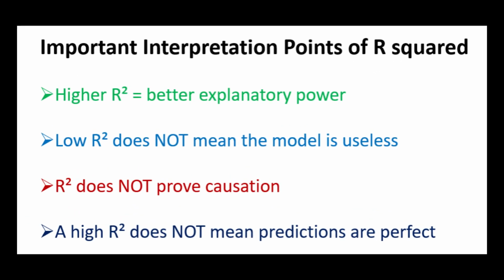But you have to remember this. There are some major rules here. A higher R squared is better for sure, but it does not prove causation. Just because two things move together does not mean one is causing the other. That is the number one trap in all of analysis, and even a super high R squared does not mean your predictions will be perfect.